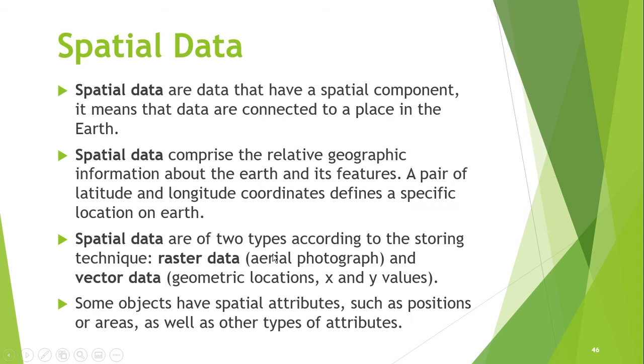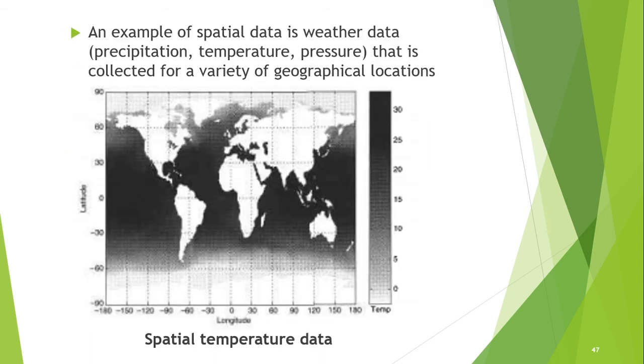Spatial data are of two types according to the storing technique. We have the raster data and the vector data. Pag sinabing raster data, it is somewhat yung aerial photographs. Whereas pag vector data, it pertains to geometric locations, yung mga X and Y coordinates. So, more on drawings na isasabihin sa yung location, exact location by means of its X and Y coordinates. Okay? Some objects have spatial attributes such as positions of areas as well as other types of attributes.